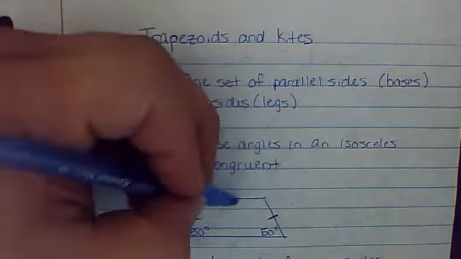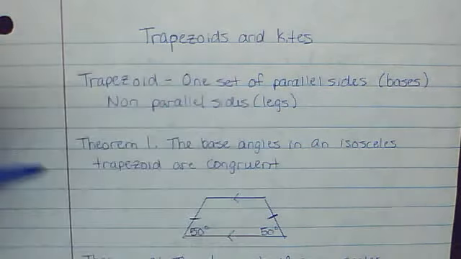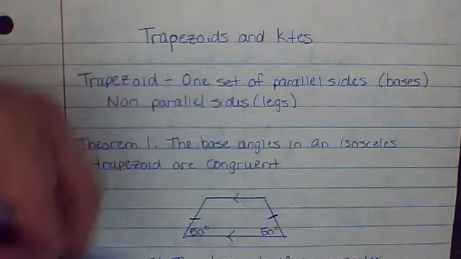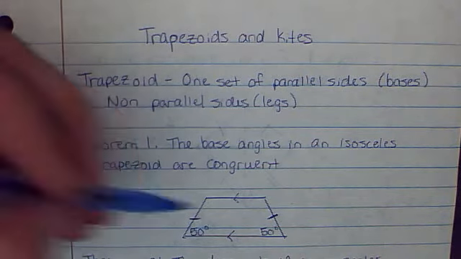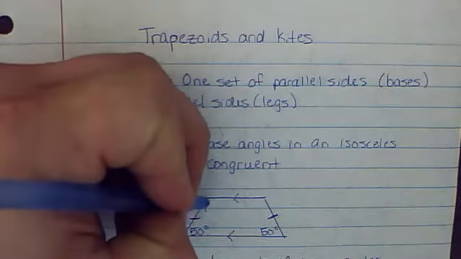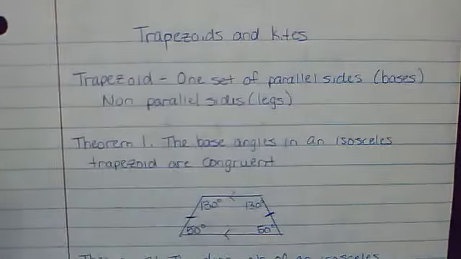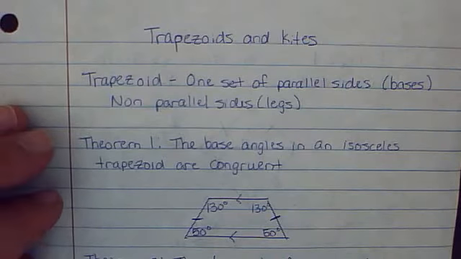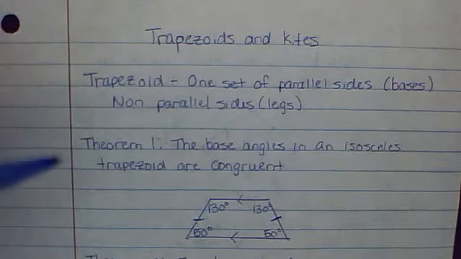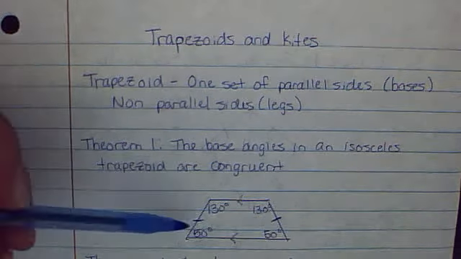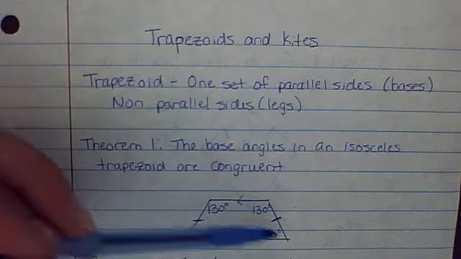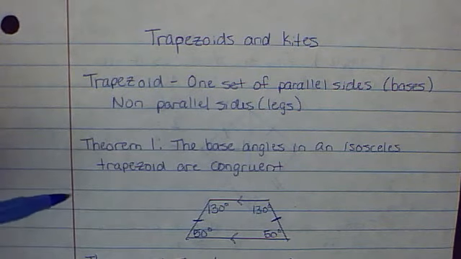Now because these lines are parallel, these are acting like transversals. So these are almost like same side interior angles. So this angle would be 130, and this angle would be 130. So those angles would be equal as well. So within this trapezoid, and especially in the isosceles trapezoid, I have two congruent legs, and my base angles are congruent to one another as well.